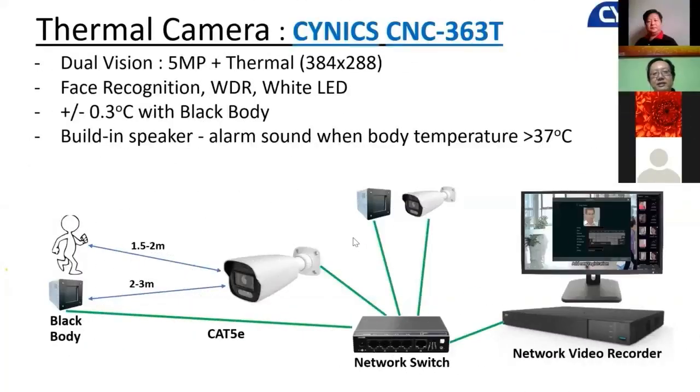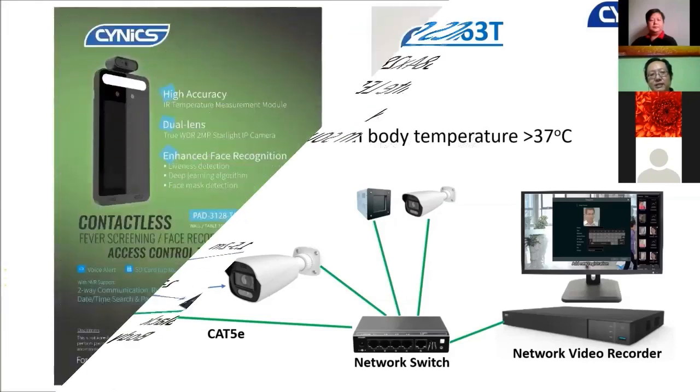This is the typical application for thermal imaging. Our camera is 5 megapixel with a thermal resolution of 384 by 288, which is the highest available in the market. It also comes with WDR function, white LED, and face recognition. With the black body, the temperature accuracy is plus or minus 0.3. It also has a built-in speaker, so an alarm sounds when the body temperature is above the threshold. This setting can be configured in the camera.